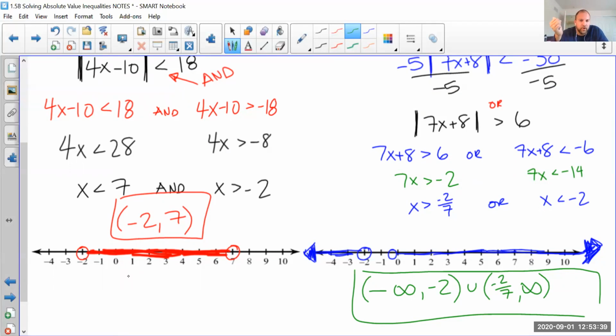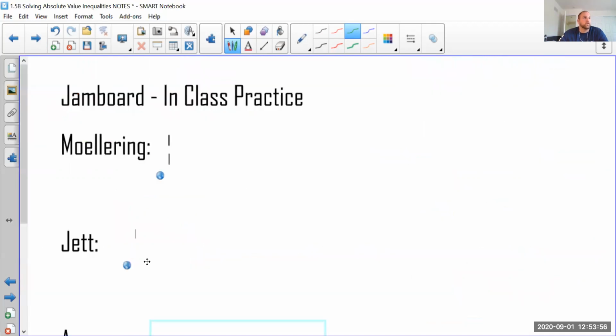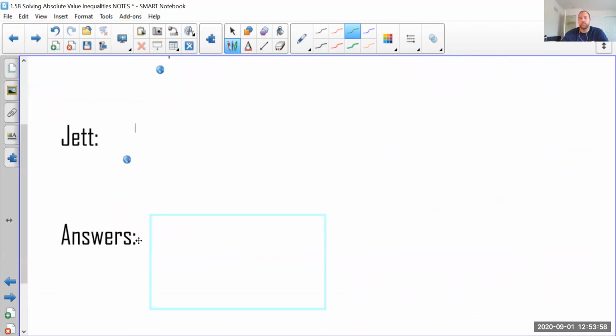So that's the whole point of implementing these Jamboards as much as possible: I can give you immediate feedback. I can tell how well you're doing with this. It helps you immediately make changes if you're struggling with something. So that's the whole point of us doing that. All right, let's do this. We're going to do the same type of thing today.